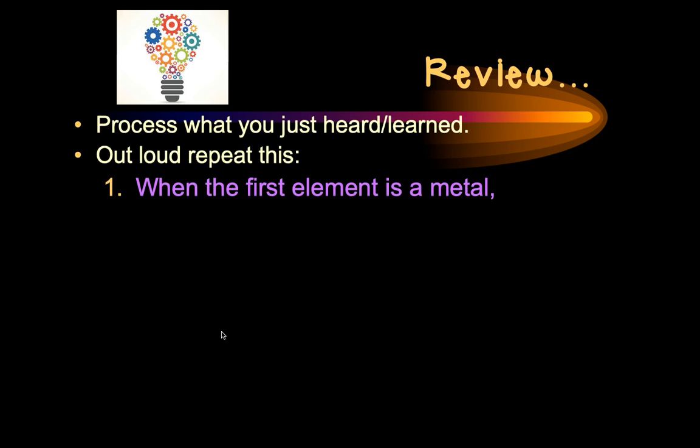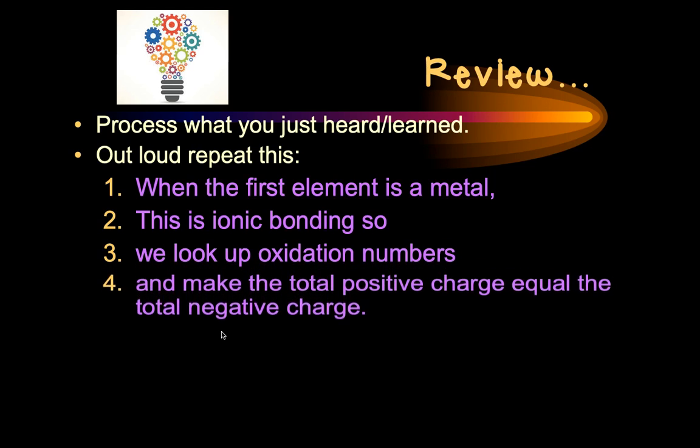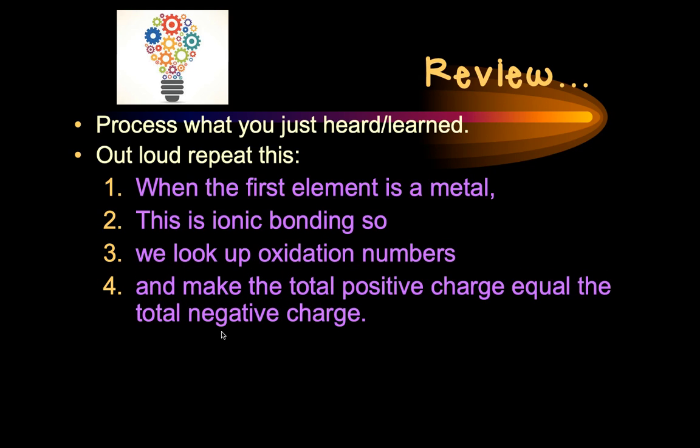When the first element is a metal, say it out loud: this is ionic bonding. We look up oxidation numbers and make the total positive charge equal the total negative charge. Okay, go back and repeat it.